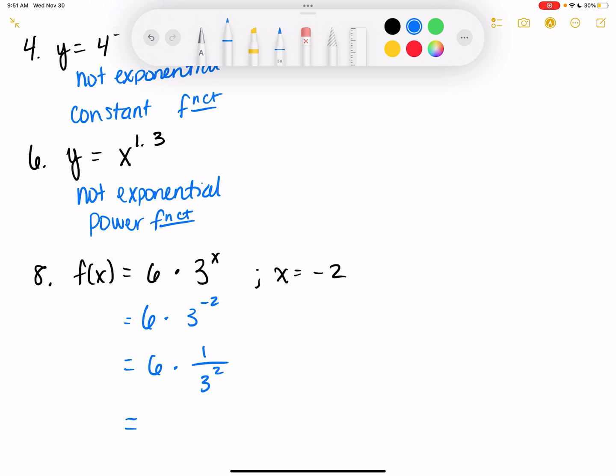And you don't have to write out all these steps if you don't need to. I'm just doing it so that you have it to look back at. That would be 6 over 9, which reduces to 2/3. Better to have all the steps out. It's always better to have them to look back on, and then when you do your homework, if you don't need them, you don't have to worry about it.